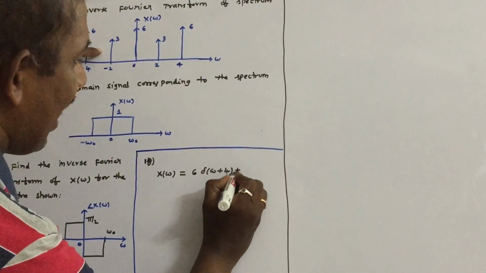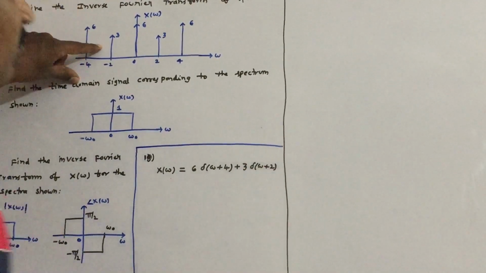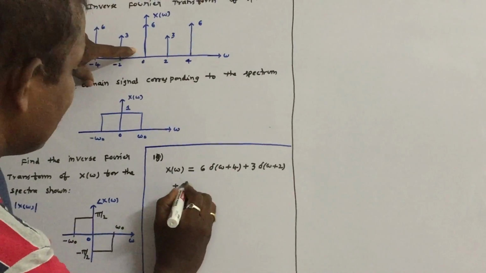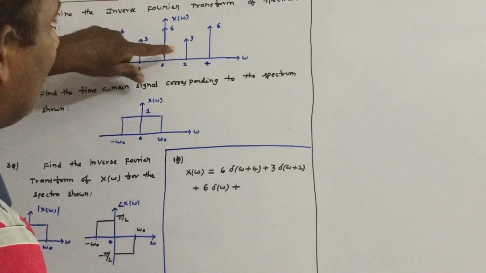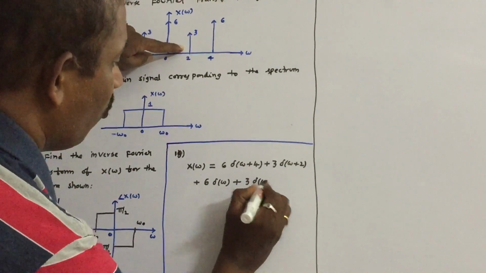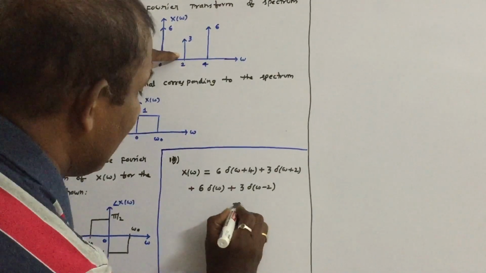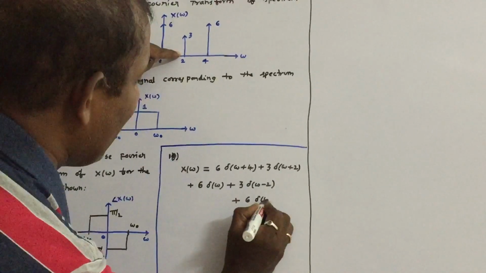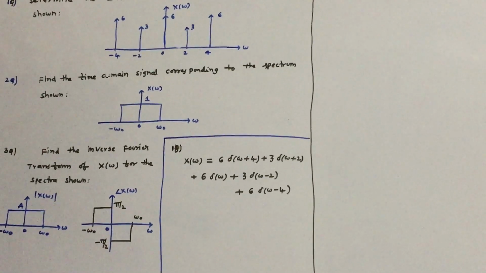Similarly, this impulse amplitude is 3, which exists at omega plus 2, so that means omega is equal to -2. Plus the next impulse exists at 0, so that is 6 into del of omega, plus this impulse of amplitude 3, which exists at omega equal to 2, which can be written as del of omega minus 2. The last impulse is of amplitude 6 at omega equal to 4. So first you have to write the impulses like this. So this is the first step.